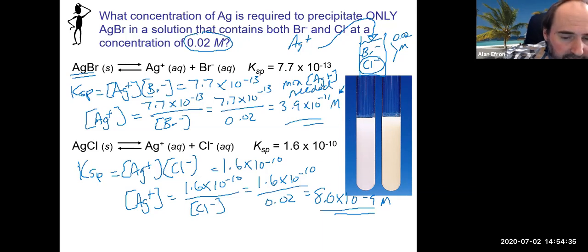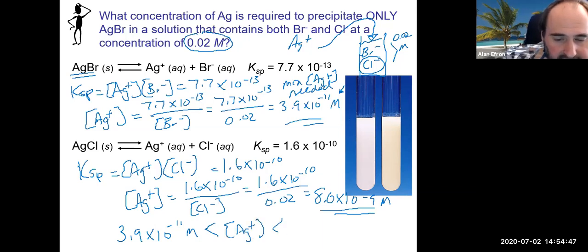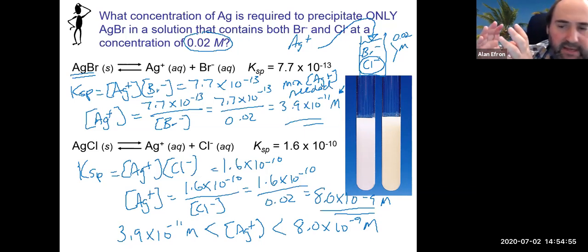So if I take my concentration of silver at 3.9 times 10 to the minus 11 molar, and I make it a little bit greater than that, but I keep it less than 8.0 times 10 to the minus 9 molar, that will make sure that the only solid that comes out in this particular case would be the silver bromide.